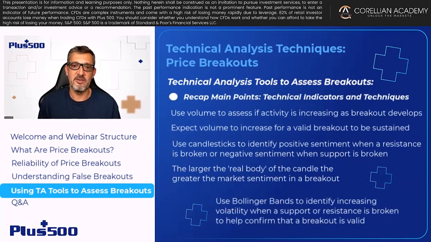So as we come to the end of this section, we've looked at 3 indicators and techniques that can help us to have more confidence in price breakouts. Before I move on to the final part of the webinar, the S&P 500 case study, like with the other sections, here is a summary of the main takeaways we have discussed, just in case you would like to screenshot them for your reference.